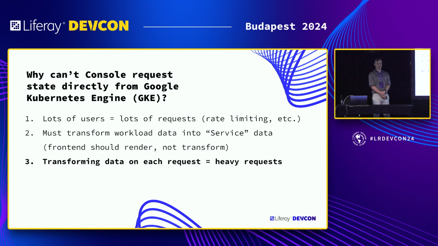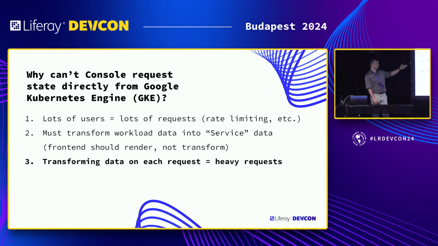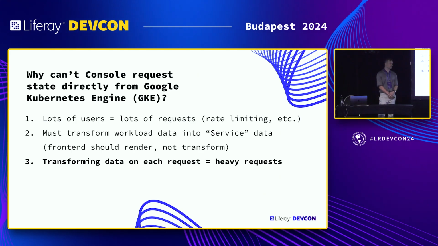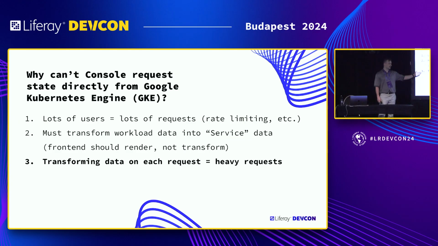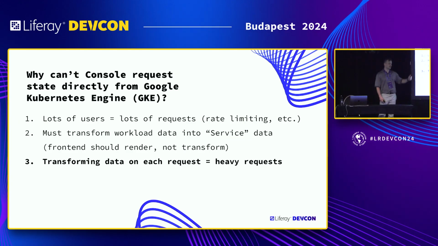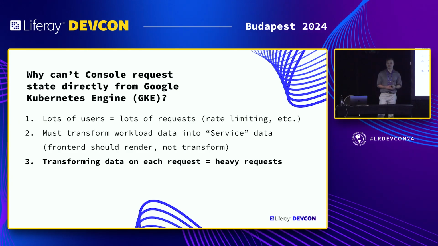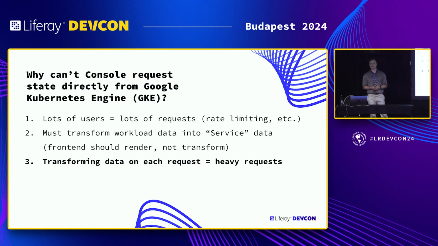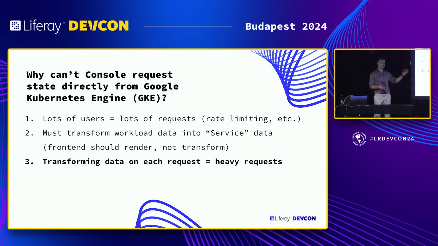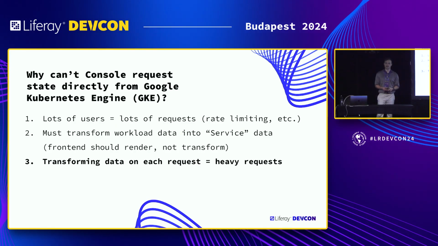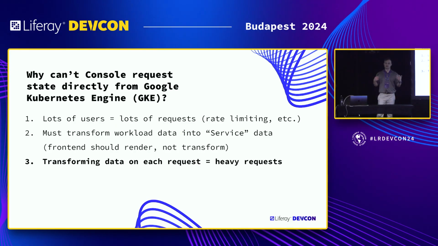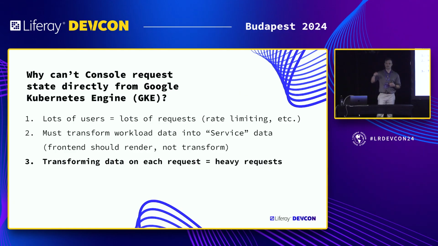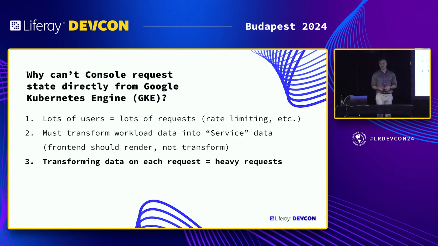A third reason is that when you transform data on each request, this is sort of harmonizing these previous two points, when you transform data on each request and you have a lot of requests, that means you have heavy requests. If you think about this like fixed costs versus variable costs, if you have high variable costs, that means every request has a lot more overhead, and we're going to have a lot of latency. Users aren't going to be happy because they're waiting, they're clicking refresh, and things aren't happening quickly.